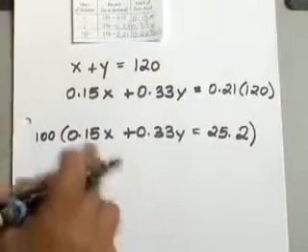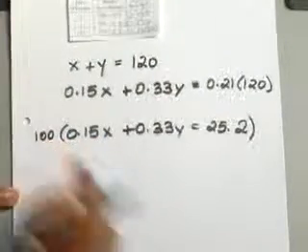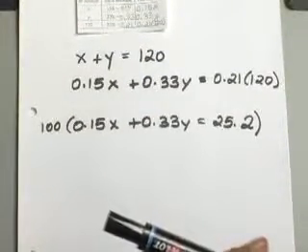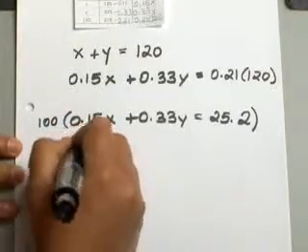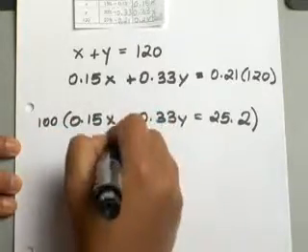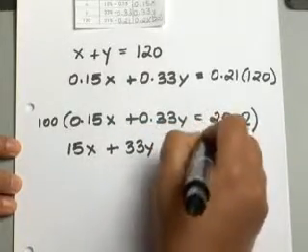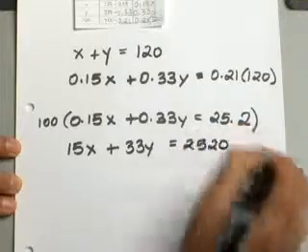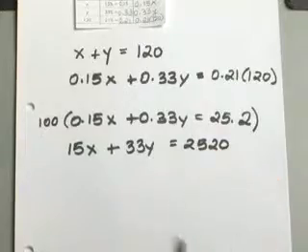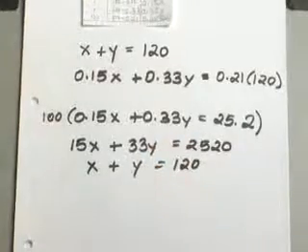Since you have to move that decimal point by 2 units, you want to multiply by 100. If you had only one decimal, you would multiply it by 10. And that just, as I said, gets rid of your decimal points. So when you multiply 0.15 into 100, you end up with 15x. 0.33 into 100 will give you 33y. And 25.2 will give you 2520. Okay? So you can see we've got rid of all our decimals, and now we can go ahead and start solving these equations in our system.